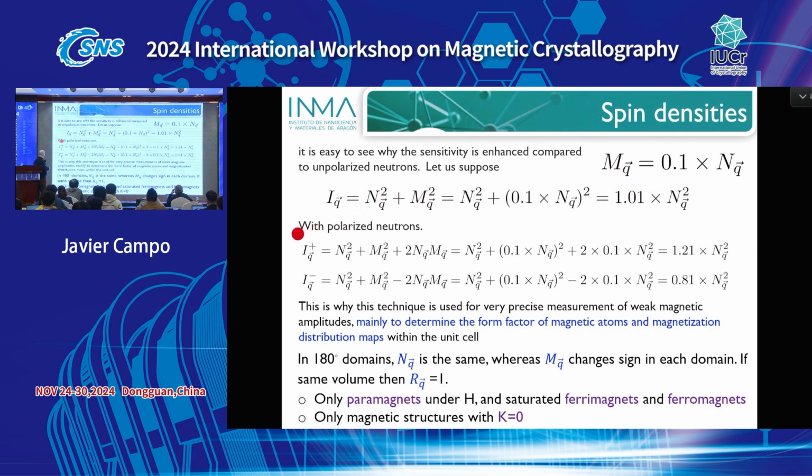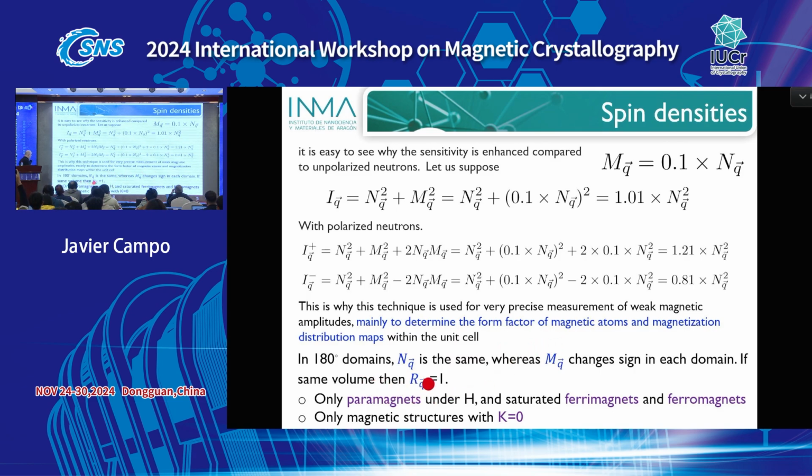However, if we use polarized neutrons for one intensity or the other intensity, the fact that we have the interference term here amplifies the effect of the magnetic part. You can see here in one case and in the other. And then the flipping ratio is the quotient, the ratio of this. And then this technique allows very precise measurement of the weak amplitudes and is used to determine the magnetic form factor and magnetization distribution maps, what I call spin densities.